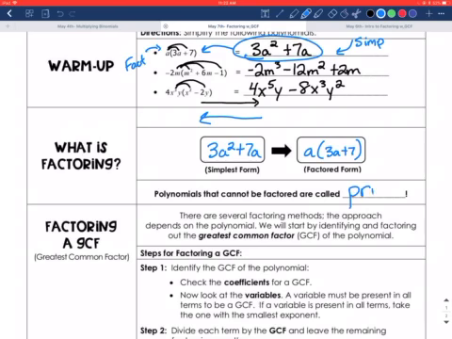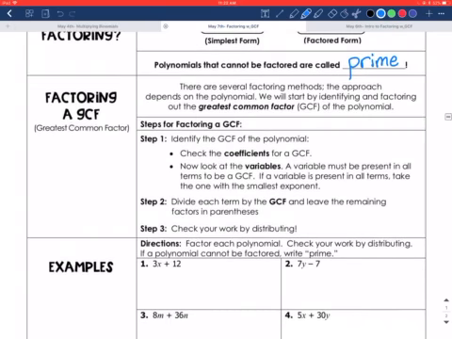And polynomials that cannot be factored are called prime. That is also really important. However, do not think that just because you don't understand how to factor something, it's automatically got to be prime. I've had homeworks turned in the past where there's like 20 problems and 15 of them they put prime. That's not the case, okay? You just need to learn how to do this greatest common factor.